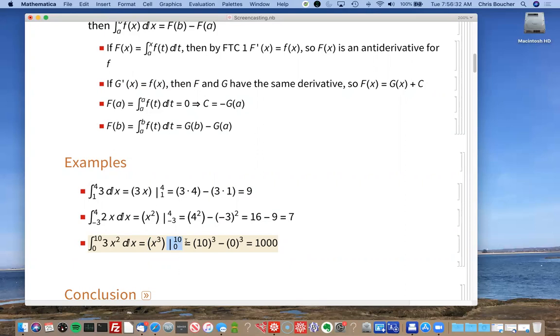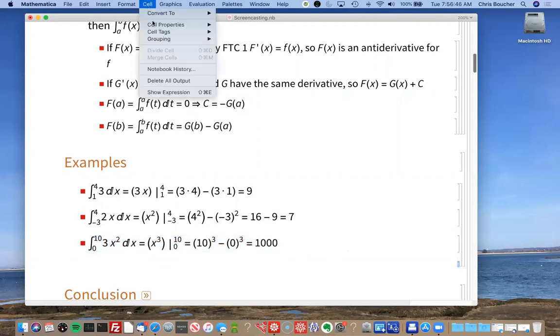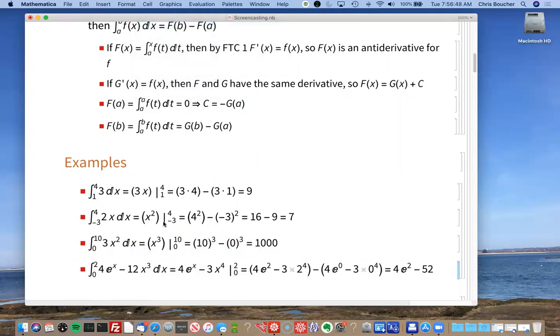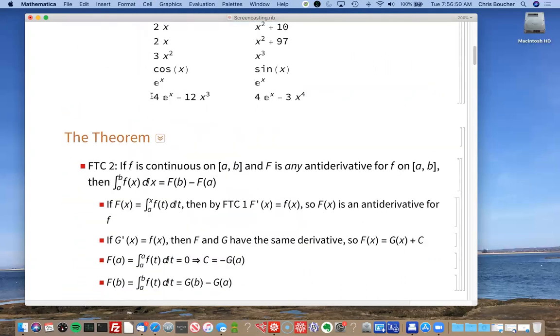Okay, so when I plug in a 10, I get 1,000, I plug in a 0, I get 0, and there's my answer. And you can see that this is a pretty quick calculation. This is not a lot of heavy lifting to do this calculation. So that's definitely an improvement on Riemann sums. And then I'll just do this last one here.